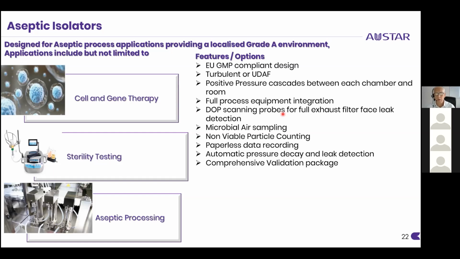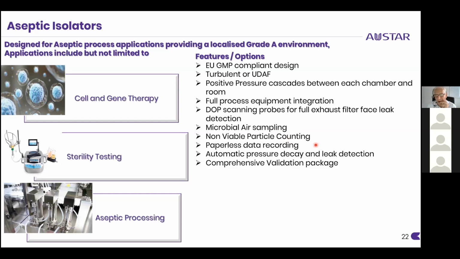We can integrate process equipment. One good example of that is filling line isolators, integrating a filling line. We like to have DOP scanning probes in there to ensure that we've got full face filter leak protection. Inside there, in an aseptic solution, we have to know that there are no microbes inside there or any non-viable particles inside there.